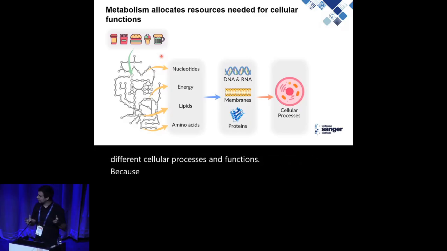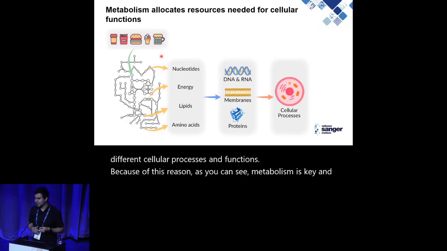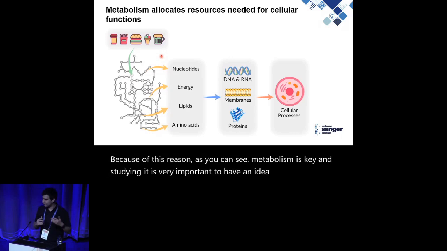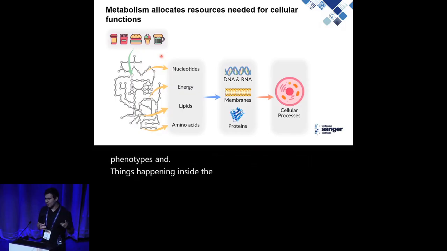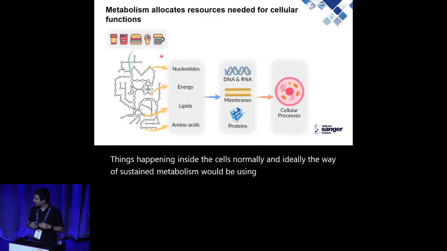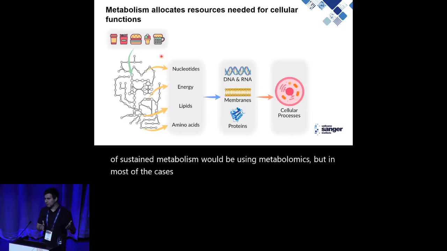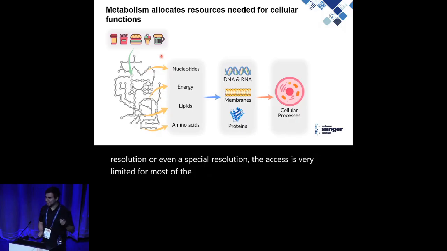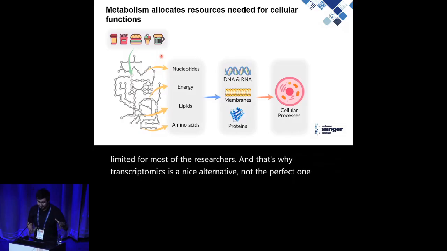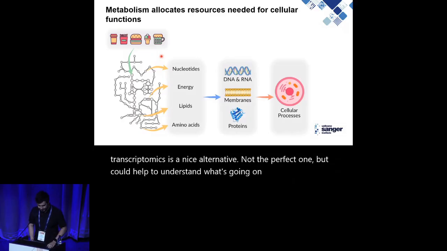Because of this reason, as you can see, metabolism is key, and studying it is very important to have an idea of different phenotypes and things happening inside the cells. Ideally, the way of studying metabolism would be using metabolomics, but in most cases when we want to go into single cell resolution or even spatial resolution, the access is very limited for most researchers. And that's why transcriptomics is a nice alternative, not the perfect one, but it could help to understand what's going on with these kinds of resolutions.